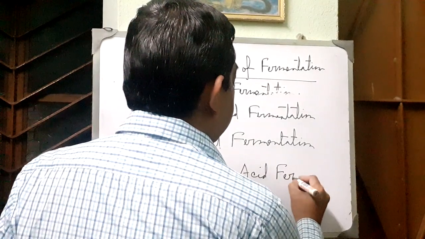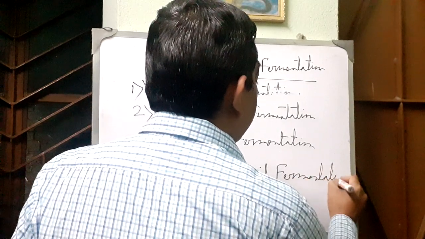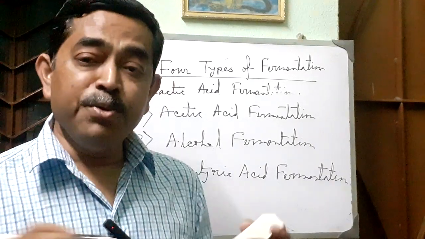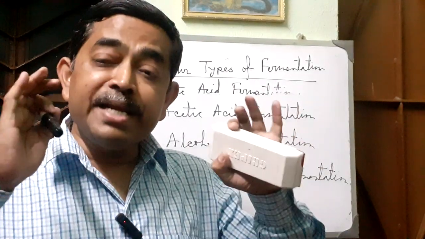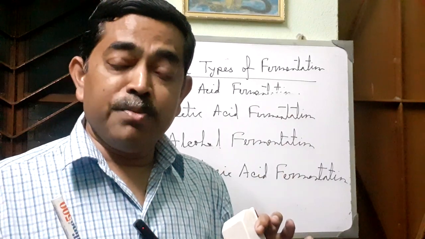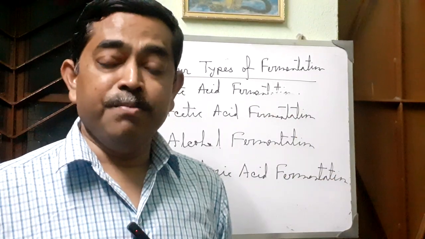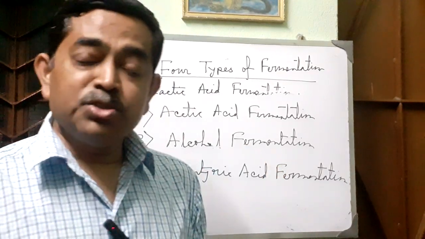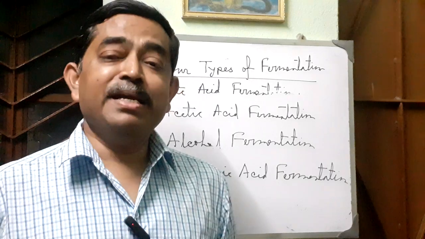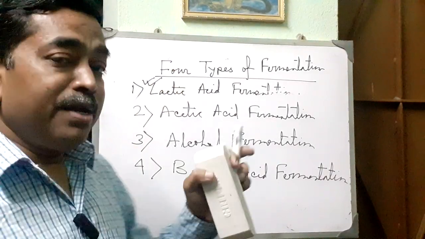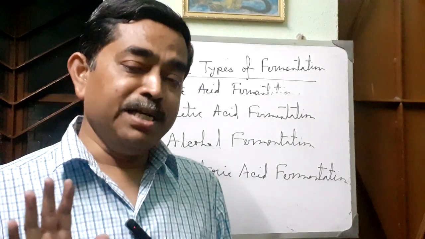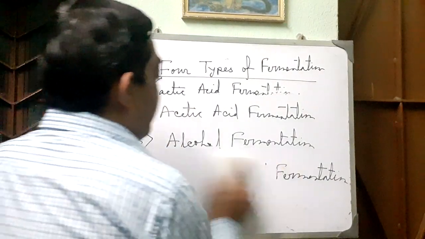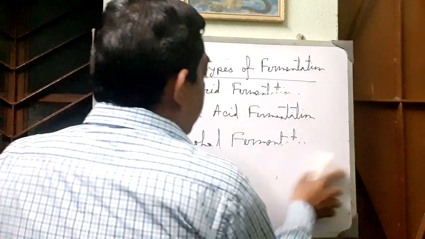In butyric acid fermentation, here also the sugar, glucose, will be converted into butyric acid by some obligate anaerobic bacteria like Clostridium butyricum, Clostridium kluyveri or Clostridium barkeri. Many anaerobic bacteria can convert this glucose into butyric acid ultimately. So these are the four types of fermentation generally happening in our system.